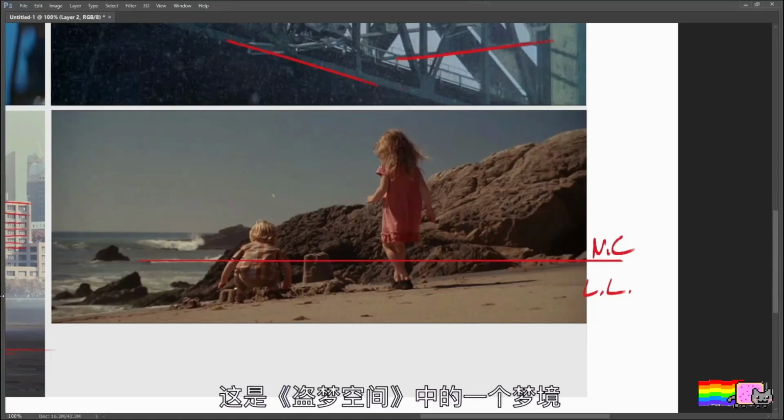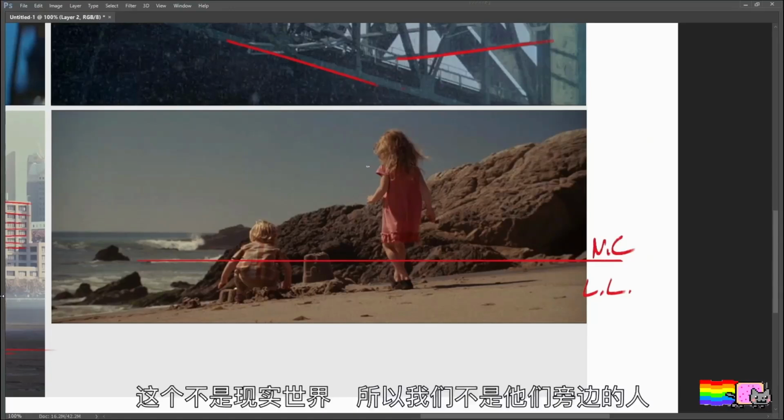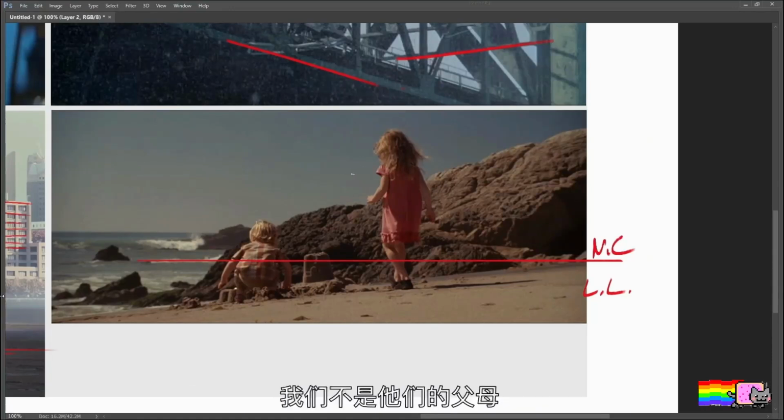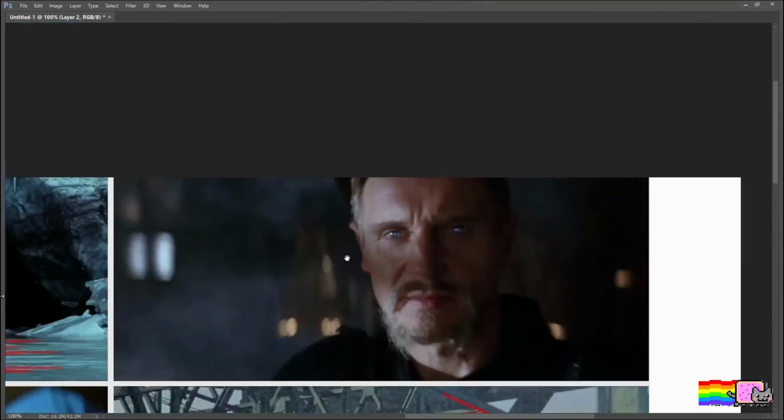So there is this dream moment in Inception. This is not real, so we are not a person next to them. We're not their parents. We're just a camera that is observing neutrally what is happening far away, where these kids play with each other.